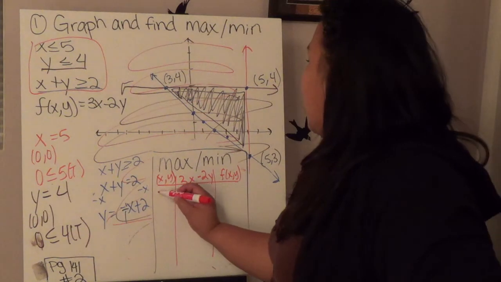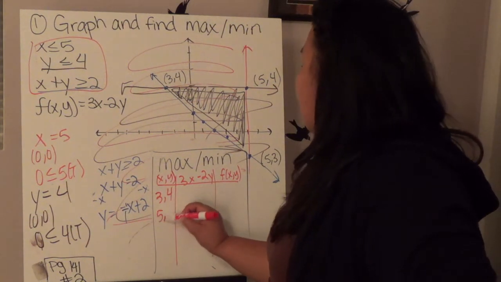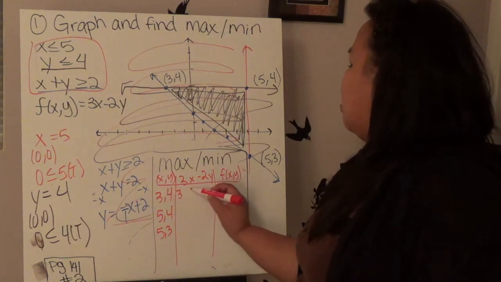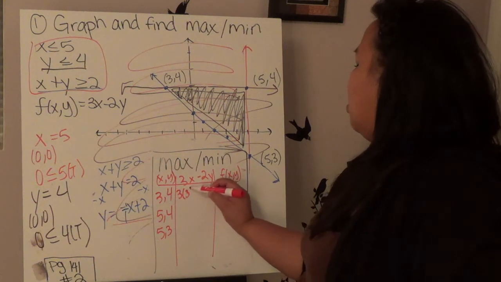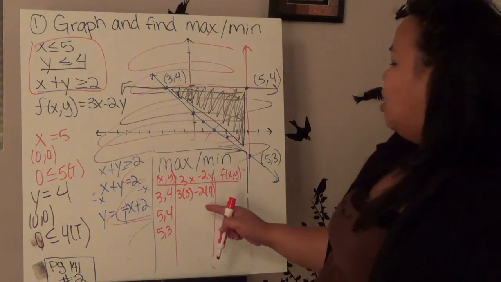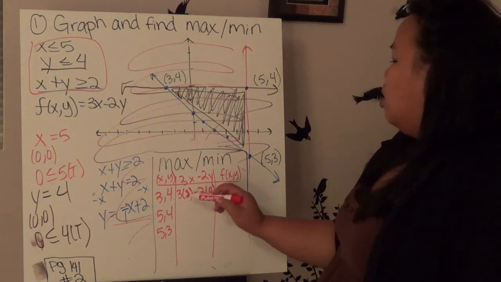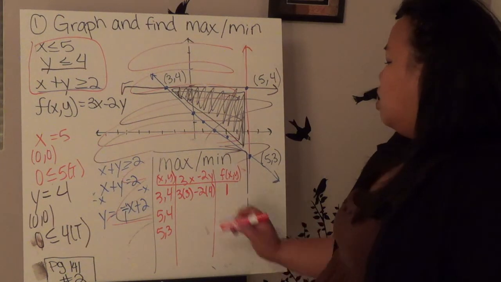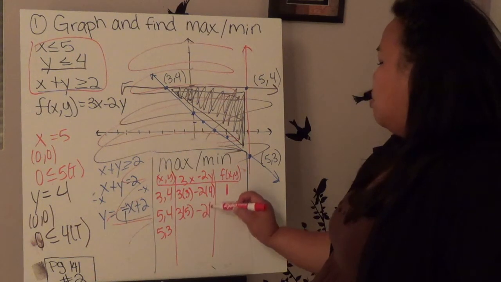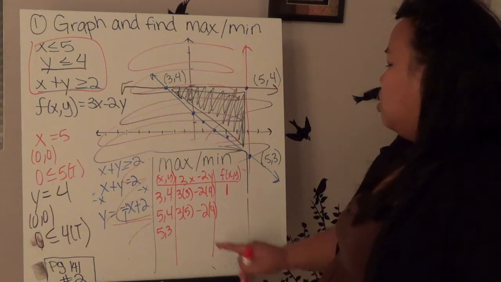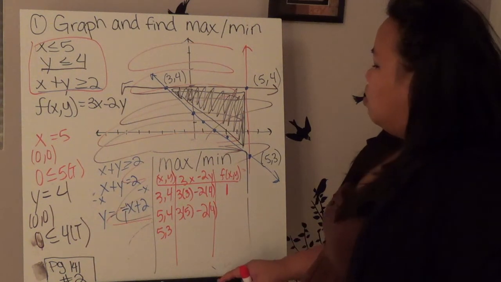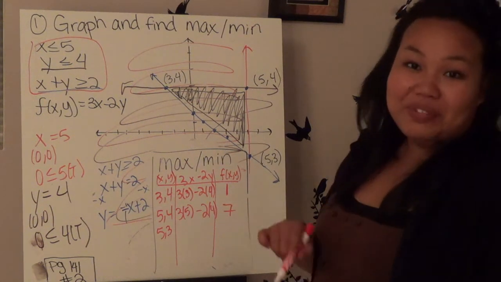So the first, I have 3, 4, 5, 4, and 5, 3. So I'm going to go 3, this is my x, the first number is my x, 3 times 3 minus 2 times 4. So 3 times 3 is 9, minus 2 times 4 is 8, so 9 minus 8 is 1. So 3 times 5, which is 15, minus 2 times 4, which is 8. So 15 minus 8, 7. Sorry, I had to use my fingers.